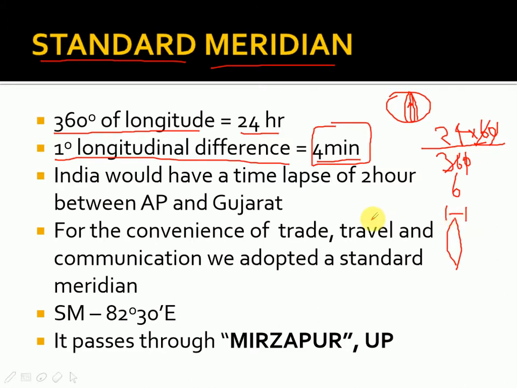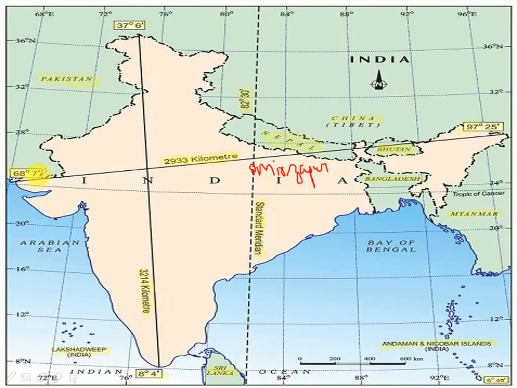Now see this. Our country has a longitudinal extent from 68 degrees 7 minutes east to 97 degree 25 minutes east. So it's very obvious that the sun will first rise in the east, that is Arunachal Pradesh. Once it rises, it will move towards the west. From the sunrise at Arunachal Pradesh to the sunrise at Gujarat, there will be a time difference of about 2 hours.